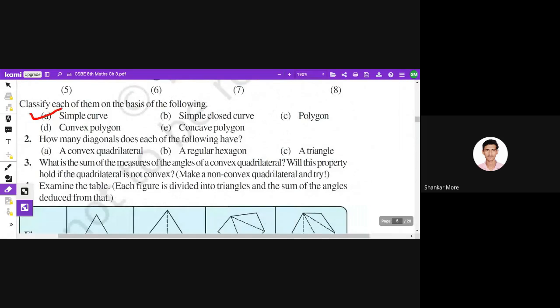Now a convex quadrilateral, you have to draw answer of E. Okay, answer of E is first one, no? Answer of E is first one. Concave polygon is first one. Yeah. Okay. So how many diagonals does each of the following have? So you draw a convex quadrilateral and tell me how many diagonals they have. Two.